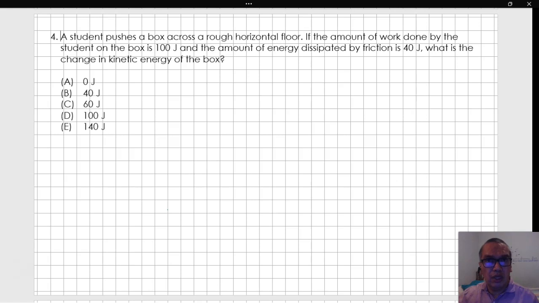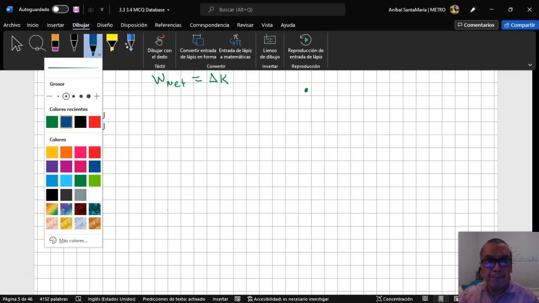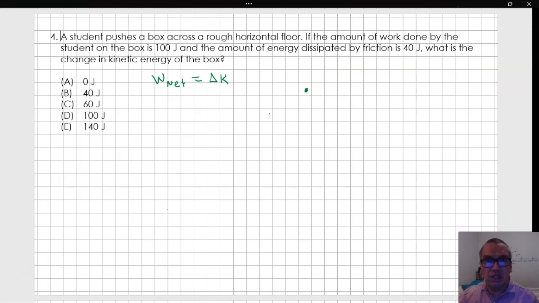According to the work-kinetic energy theorem, the resultant work is equal to the change in kinetic energy. We must consider all work done on the box to get this resultant work. Because the floor is horizontal, the gravitational force and the normal force do no work on the box.